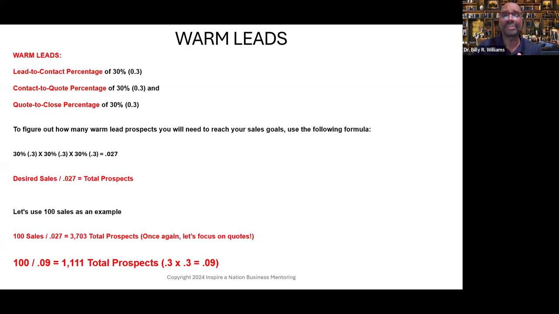Warm leads are leads such as former customers, quoted not sold, people that responded to marketing, things like that. So a warm lead knows who you are. Remember, a cold lead has no idea who the hell you are. A warm lead, they know who you are. They may show some interest in what you're doing. So warm leads, their lead to contact is 30%. Their contact to quote is 30%, and their quote to close is 30%.